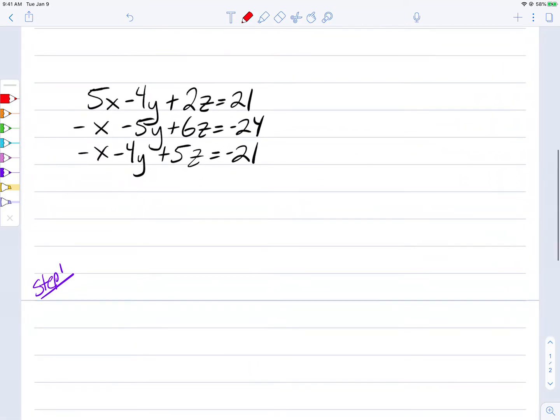So here is our system of equations. 5x minus 4y plus 2z equals 21, negative x minus 5y plus 6z equals negative 24, and negative x minus 4y plus 5z equals negative 21.